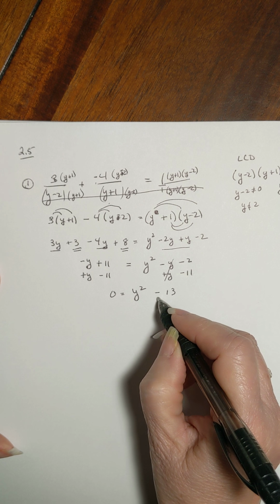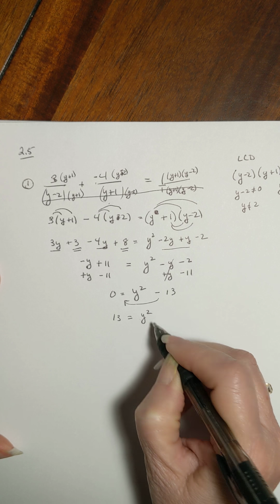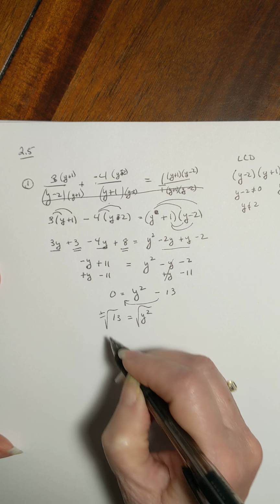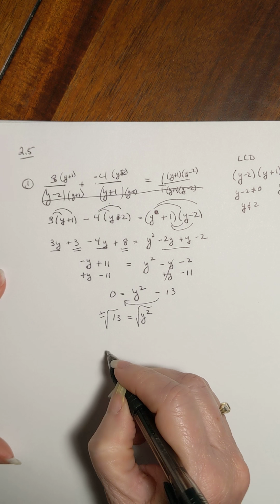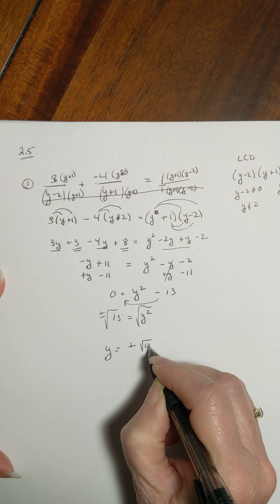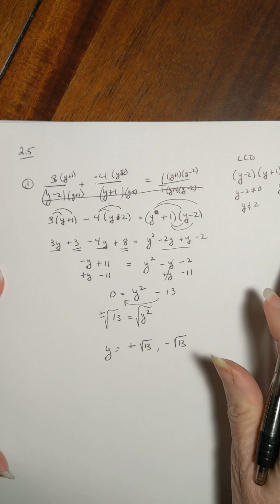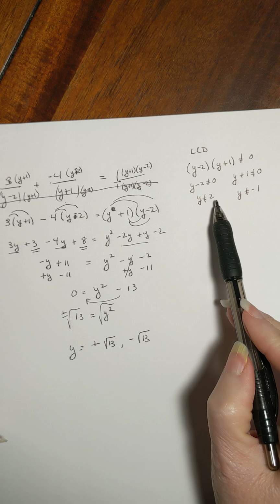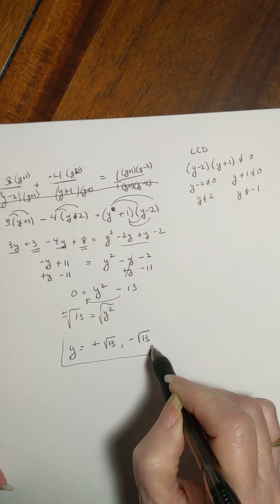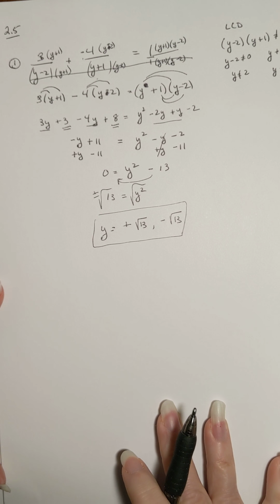So I will add the 13 to both sides. So I get 13 is equal to y squared. And then I take the square root of both sides. And don't forget, when you take the square root, you have to do plus or minus. So my two answers are plus the square root of 13 and minus the square root of 13. Now, I go back and look at my restricted values, and that's not either one of them, and so both of these answers will be good. So that's problem number 1.